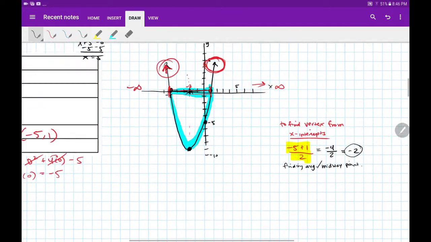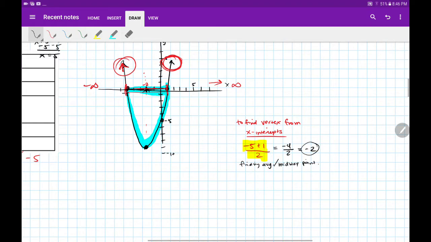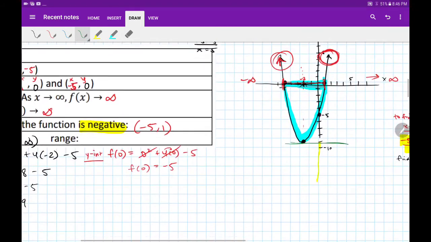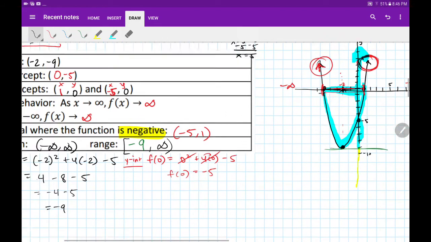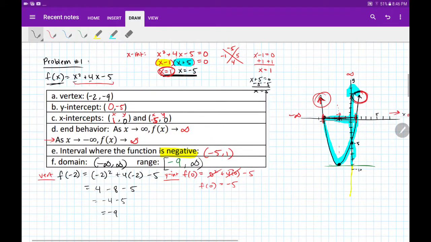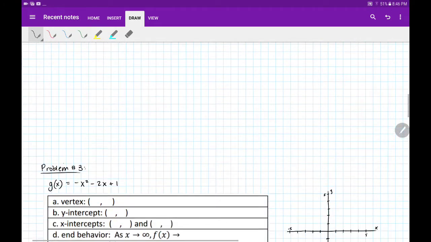And then our range. So range, we're scanning from bottom to top. Well, from the bottom, our graph does not exist until this point right here, a y value of -9. And then from there, it exists and it continues existing all the way forever upwards. So it goes until +infinity. Just like that. And we finished problem 1.